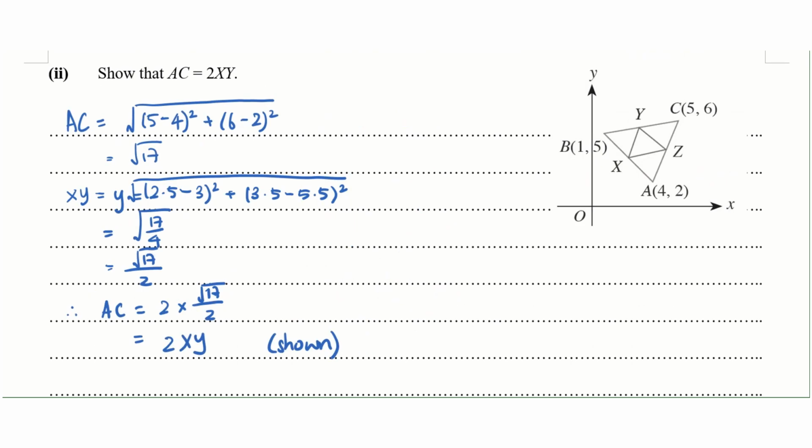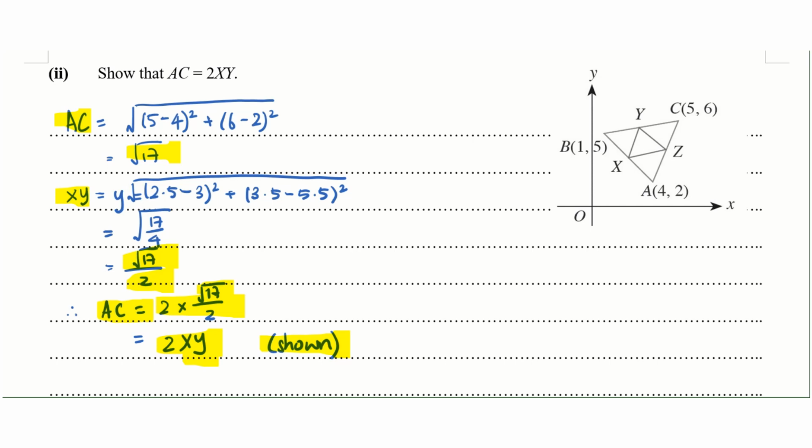In part 2, we want to show that AC is equal to 2XY. So AC and XY are lengths, so we will proceed with finding the length of AC, which is square root 17, and XY, which simplifies to be square root 17 over 2 by applying the rules that we have learned in Surds. So what we see is that AC is actually 2 times XY, which is what we want to show.